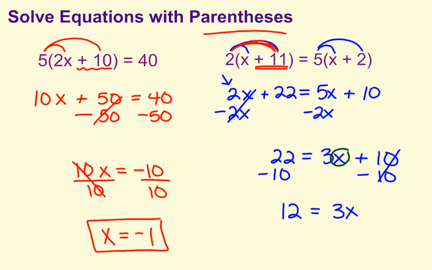And now we have to get the 3 to the other side. It's being multiplied by x, so we can go ahead and divide both sides by 3. Leaving us 12 divided by 3 is 4, so we have x equals 4. That's how you solve equations with parentheses.